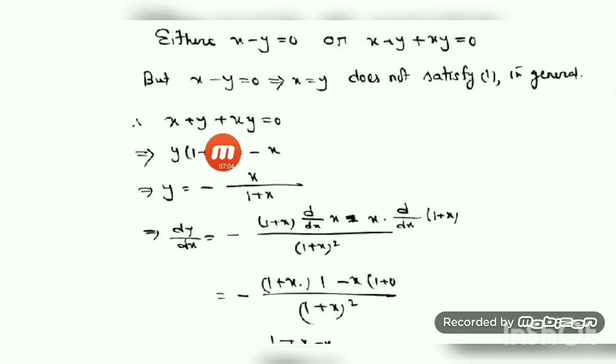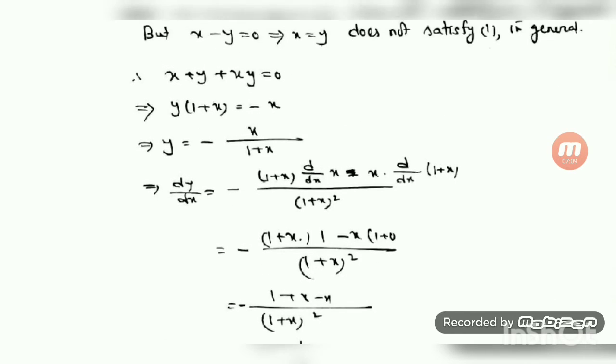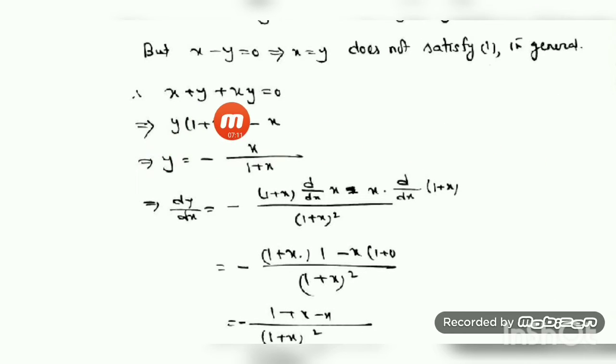So from here, your aim is to get dy/dx. So I just find out what is y. From here, if I simplify, taking y common, y into 1 plus x equal to minus x. So y is equal to minus x by 1 plus x. Then I take the derivative, dy/dx. dy/dx equal to, I just take the minus sign outside, then the u by v rule I have applied.